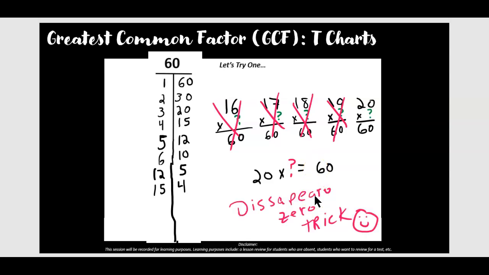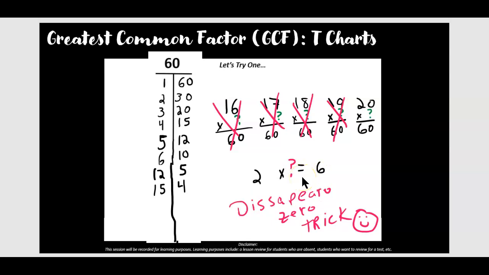But since I went ahead and showed you the disappear zero trick just for fun, I want to check it out. How fun this is. 20 times something is 60. Well, that's big numbers. I don't know that. That's intimidating. Oh yeah, you do. Watch this. Ready? Abracadabra. Disappear the zeros. Then, what's 2 times 3? It's 6.